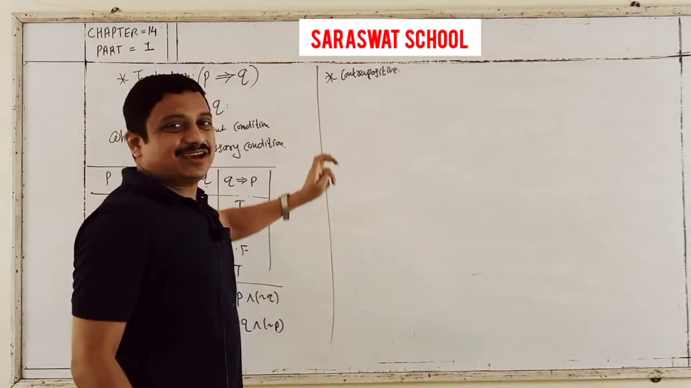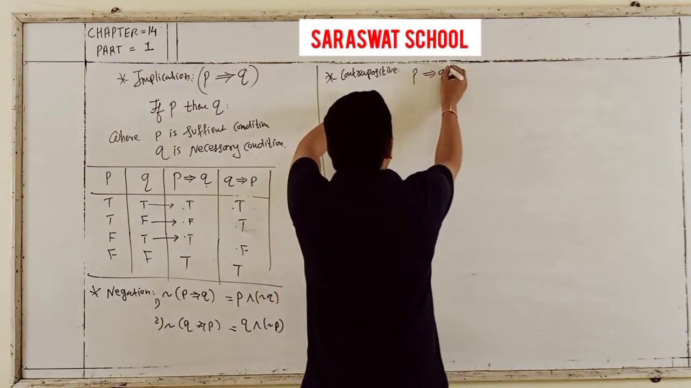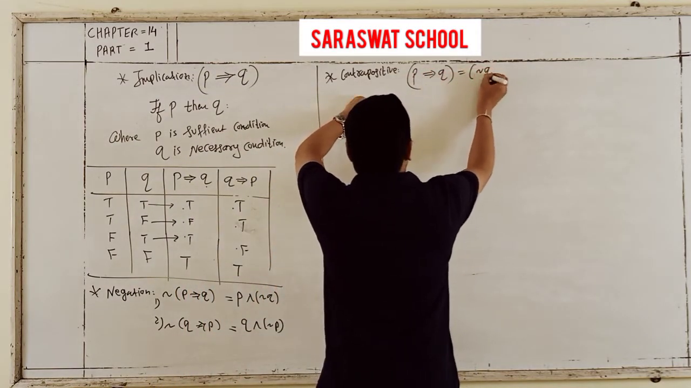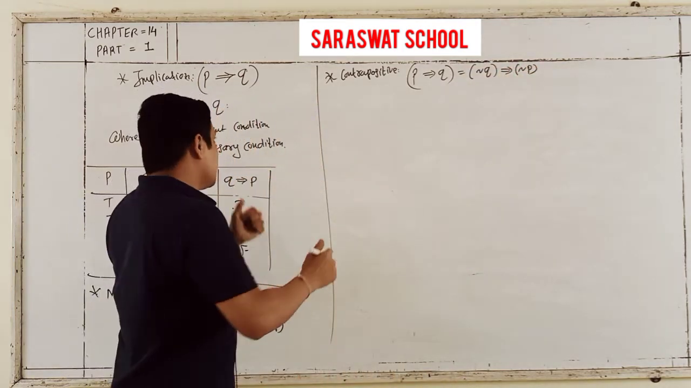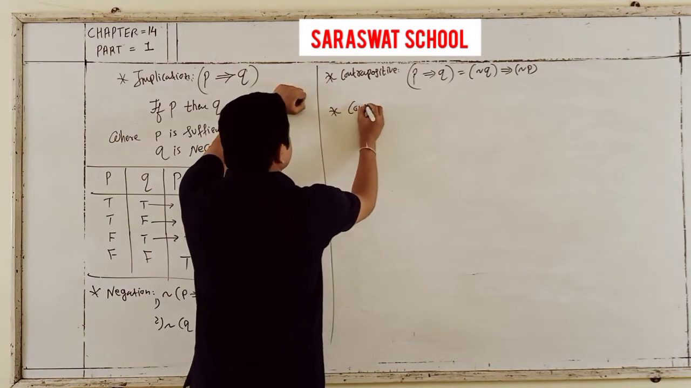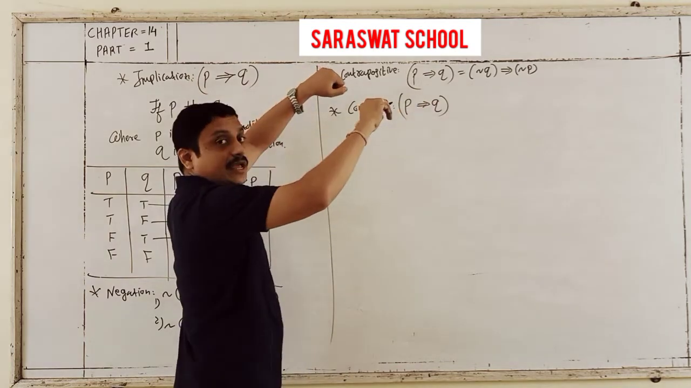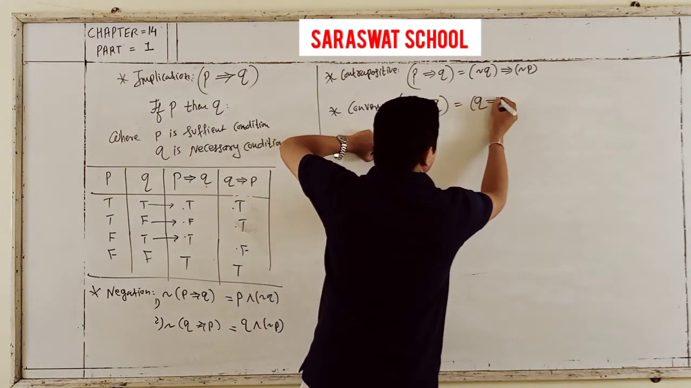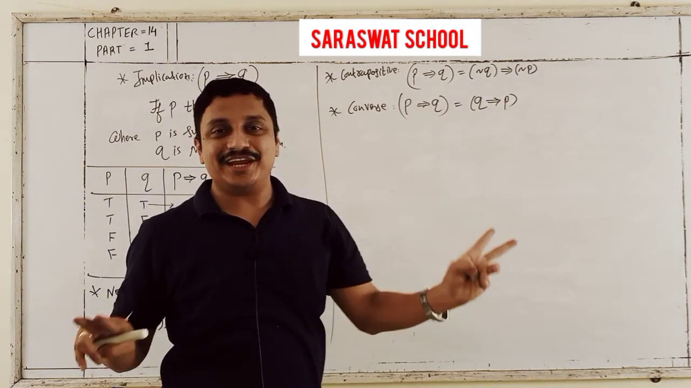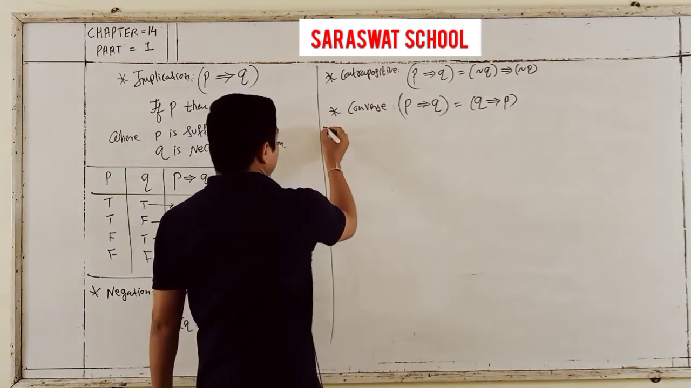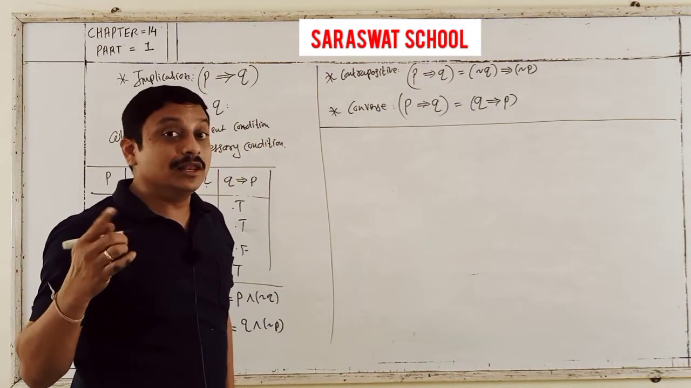Contrapositive is just an equivalent statement. For P implies Q, you can write the contrapositive as negation Q implies negation P. After that, the converse: converse means that for P implies Q given, you write Q implies P. Both P to Q and Q to P together make it a double implication. Up to here are the implications, and the last topic is double implications.